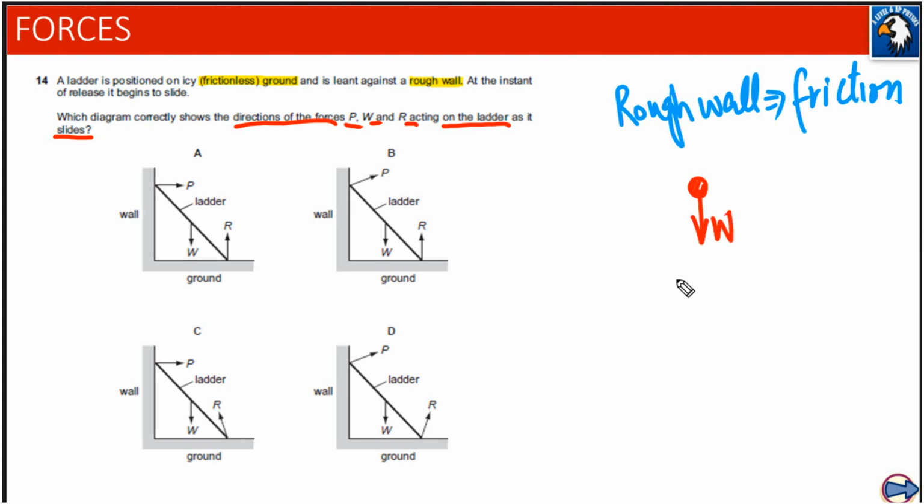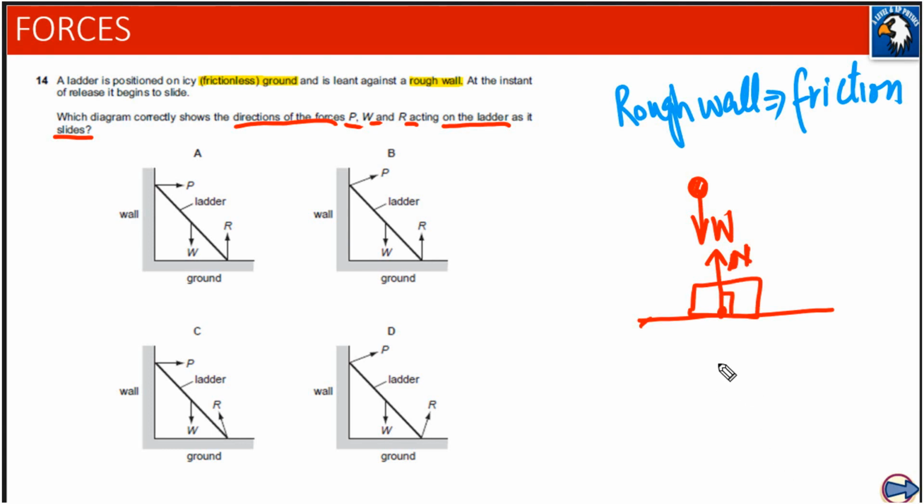So this is one. Second, how about the normal reaction force? Let's say we place this box on the ground. The normal reaction force on the box will be acting upwards, and this is always at an angle of 90 degrees to the surface. So this is what we need to understand about the normal reaction force.